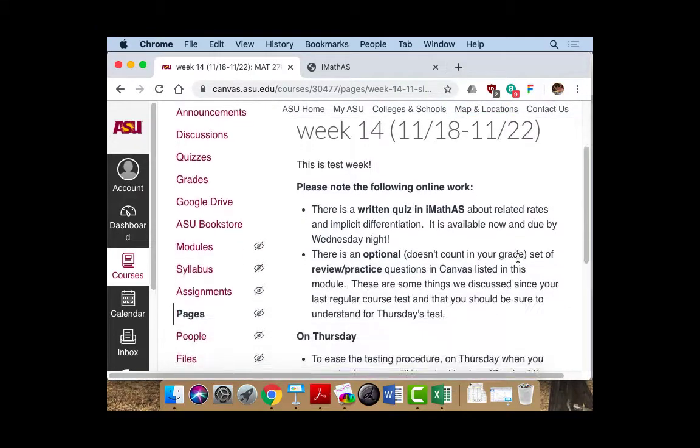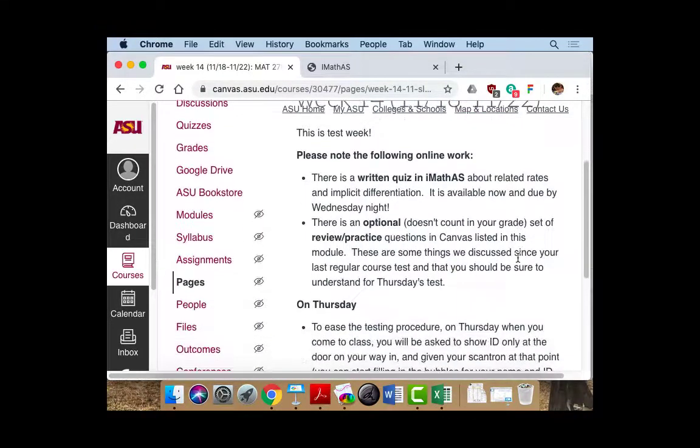So there's a written quiz. I put this up a couple days ago, I think. There's a written quiz in iMath AS that's due, as I said, it's due Wednesday night, tomorrow night. There's an optional set of 40, 45 questions or so in Canvas that are kind of an overview in order through the semester, what we've talked about since your last test.